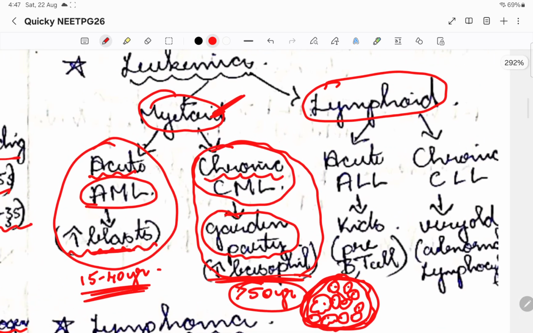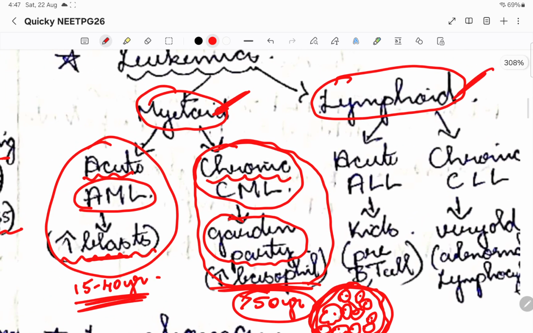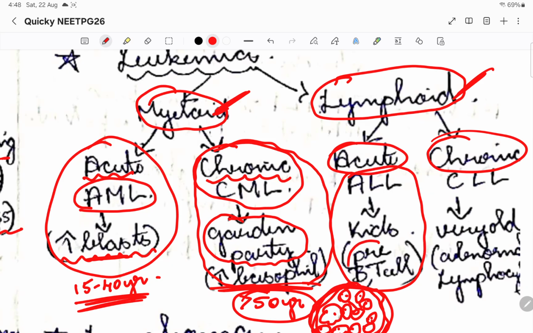Then coming to lymphoid leukemias, again same thing, acute lymphoid leukemia and chronic lymphoid leukemia. In acute, there also it was blast cells, meaning immature cells. Here also the same thing. So the pre-T cells and B cells, the immature cells. So that is why acute lymphoid leukemia.